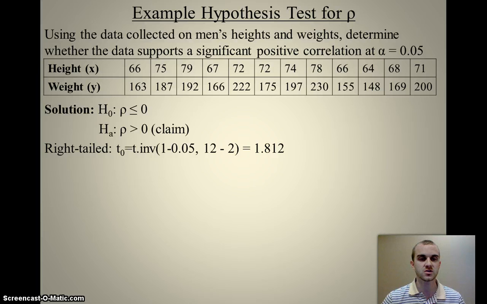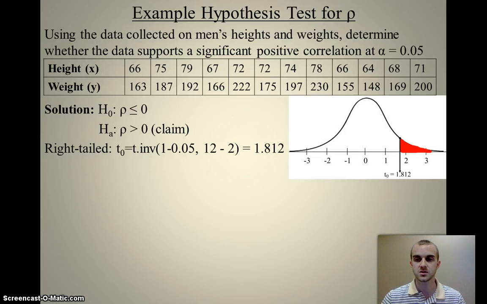So to do that, I'm going to use the formula. I'm going to take 1 minus my alpha value, and then I'm going to do sample size minus 2. That gives me a t-value of 1.812. So I would know that I have 1.812 here, and I shade to the right. And I'm going to see, am I within the rejection region?